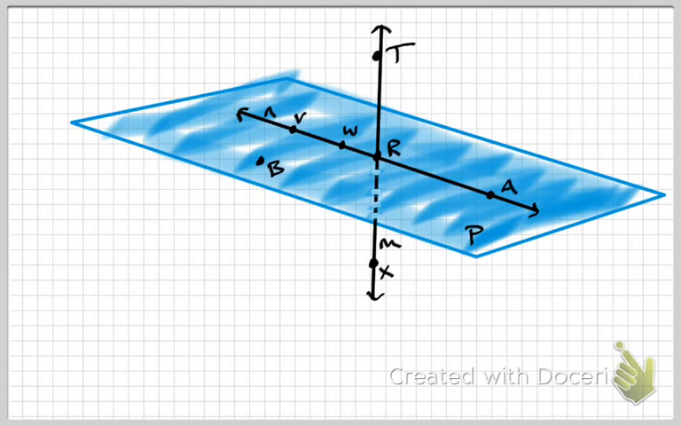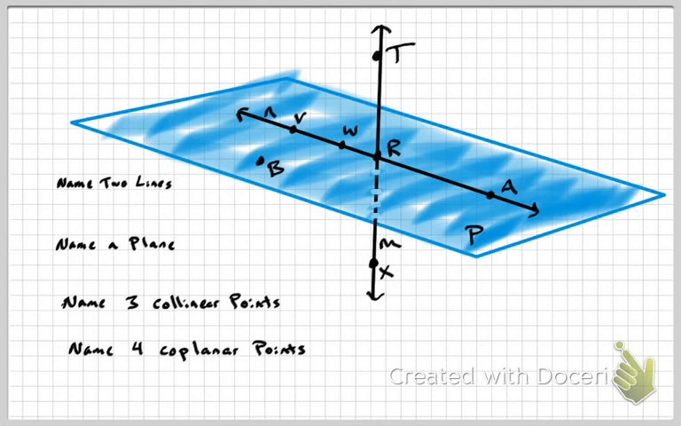Here is a diagram. As you look at this diagram, I want you to think, how many planes do you see? How many lines do you see? You really have to think of this as a 3-dimensional diagram. Now the reason that bottom part of that line is dashed is because that's like you seeing through the plane. So I want you to look at that diagram and pause the video. Can you name 2 lines, a plane, 3 collinear points, and 4 coplanar points? Again, pause the video and see if you can figure that out.